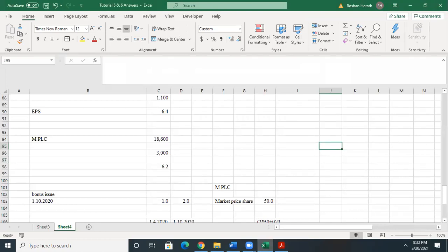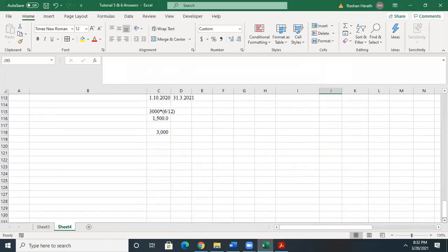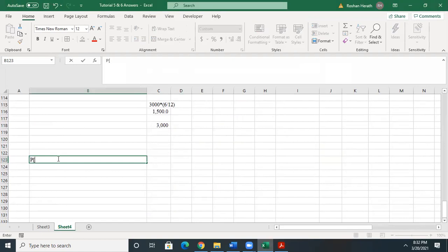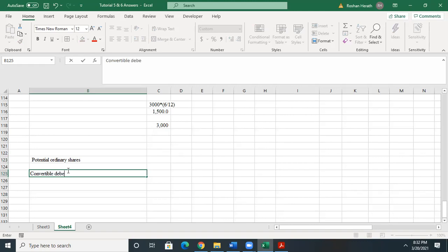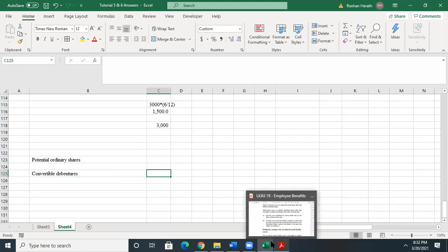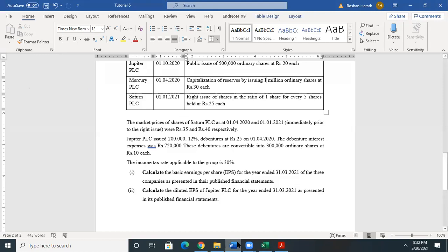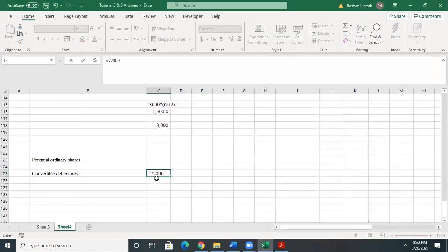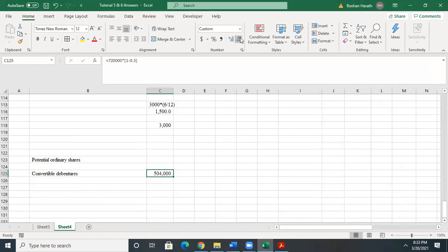So what are the options that you have? This is about potential ordinary shares. It's about the convertible debentures. So if you take these convertible debentures, what is the impact that it has? It says that it's 720, but the tax is applicable. So therefore 720,000 interest times one minus 0.3, and that's the amount you should take, and it's going to be 504,000 on the profit.